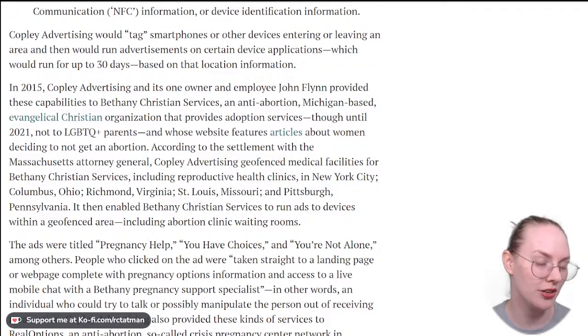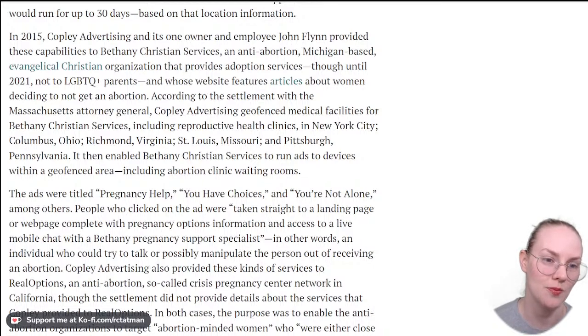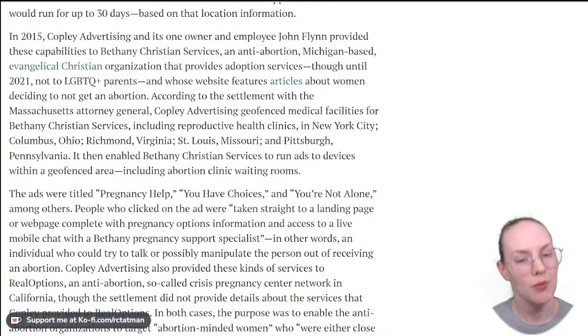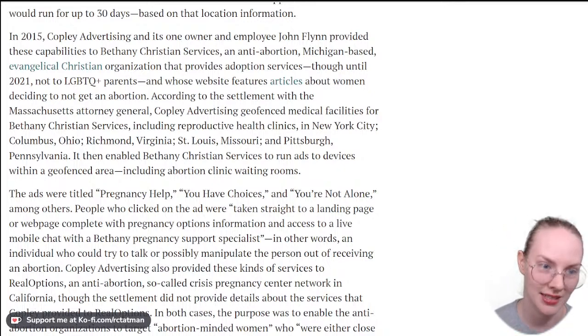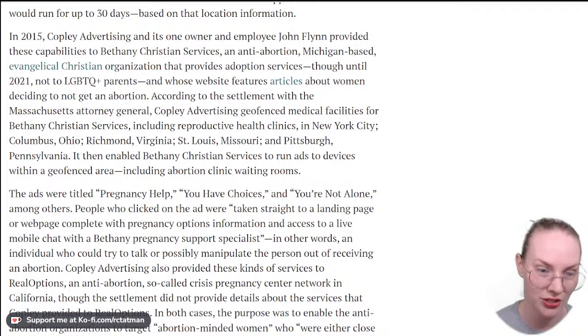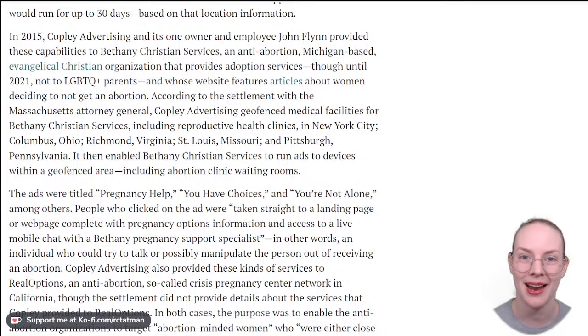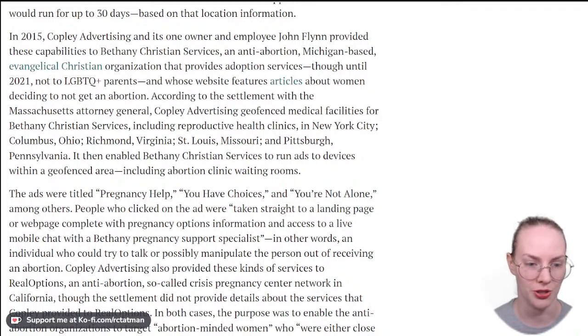And just a little bit more background. In 2015, Copley Advertising and its one owner and employee, John Flynn, provided these capabilities to Bethany Christian Services, an anti-abortion, Michigan-based evangelical Christian organization that provides adoption services, though until 2021, not to LGBTQ parents, and whose website features articles about women deciding to not get an abortion.